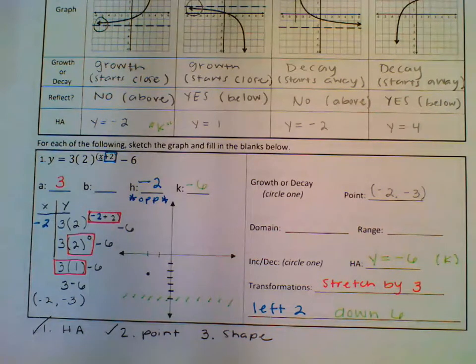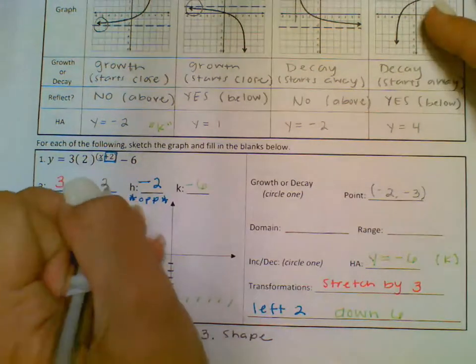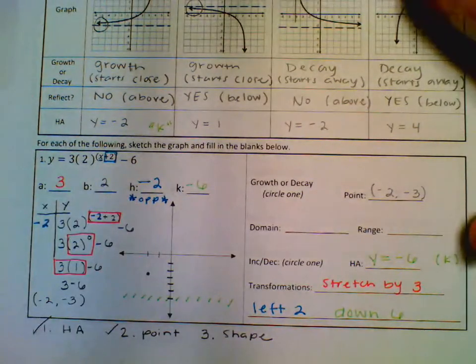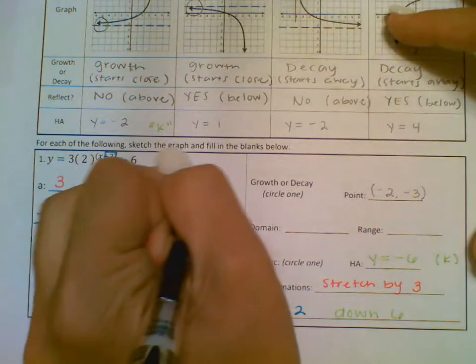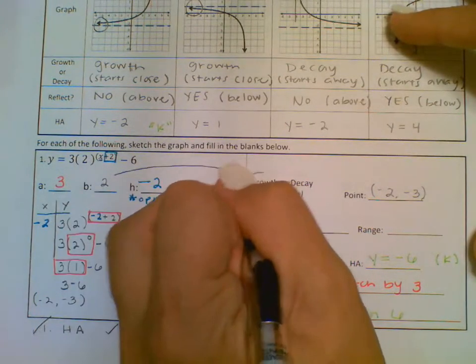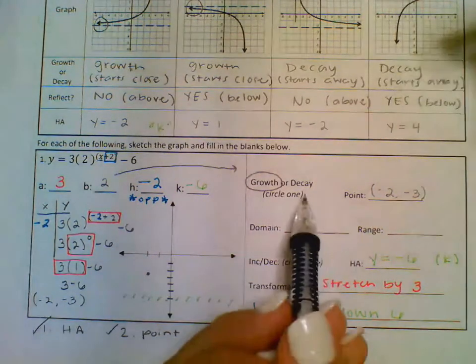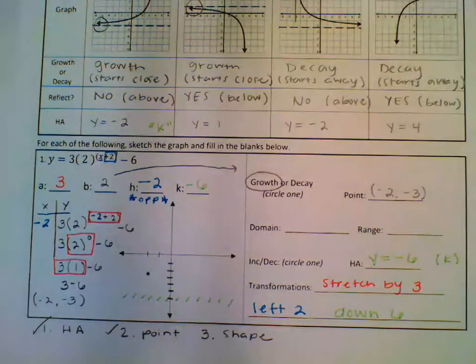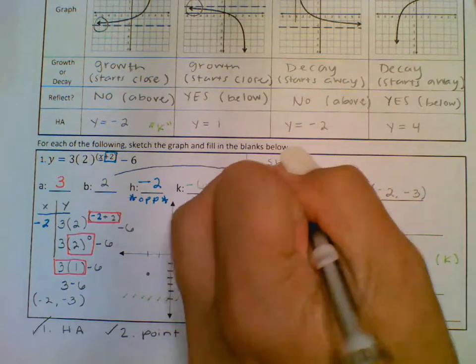All right, now let's talk about the base. The base of this equation is 2. So the base is 2, which is more than 1. So that means that this is growth. Because the base is more than 1, it's growth. If it was a fraction, then it would be decay. And if it's growth, that helps us determine the shape.